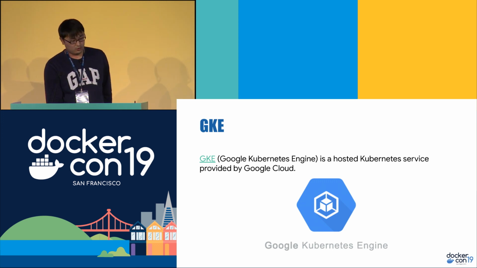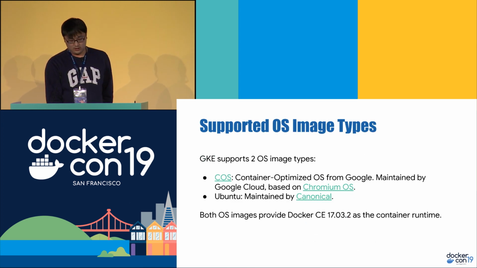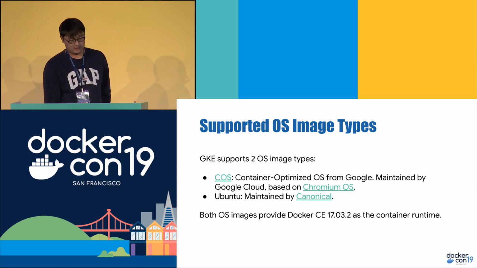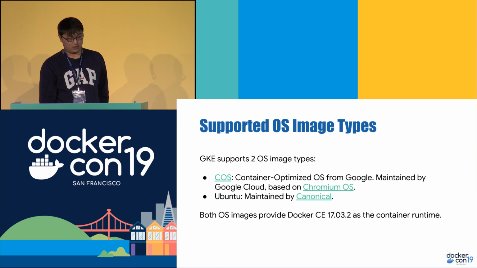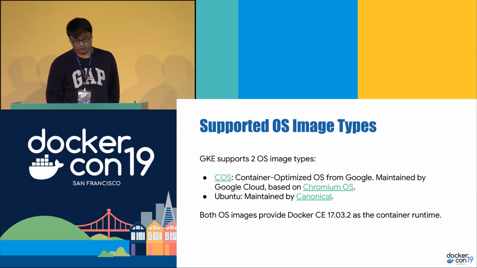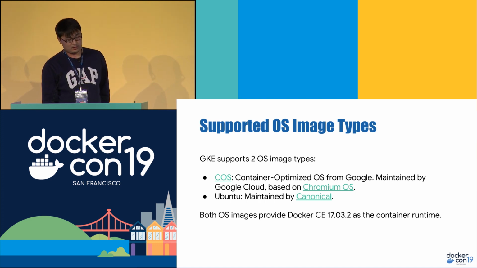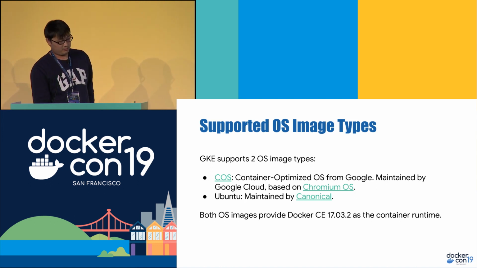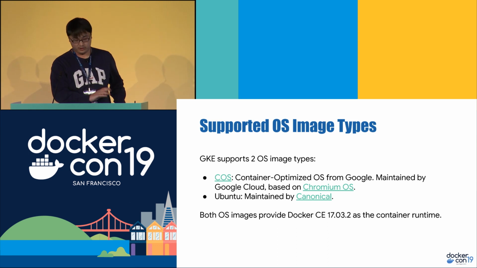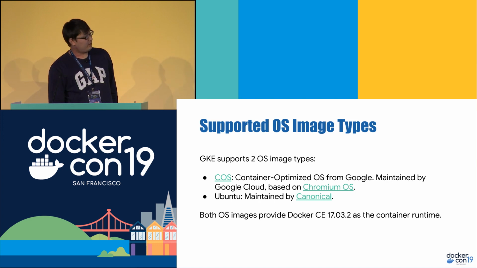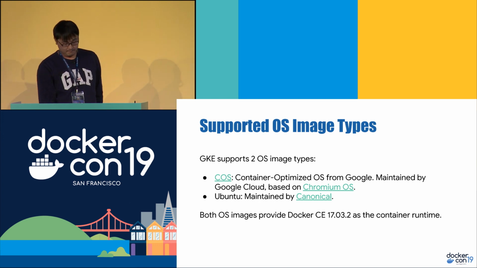GKE, Google Kubernetes Engine, is a hosted Kubernetes service provided by Google Cloud. And today we support two OS image types in GKE. One is called the Container Optimized OS. It's built and maintained by Google. It's based on Chromium OS. And another one is Ubuntu. It's maintained by Canonical today. And both of the images are providing Docker 17.03 today, which is a pretty old version. But that's the version evaluated in Kubernetes upstream test today.